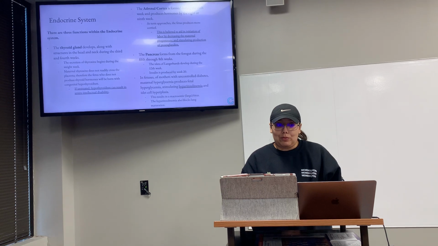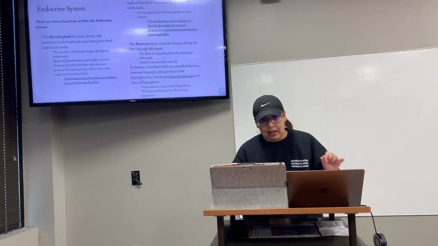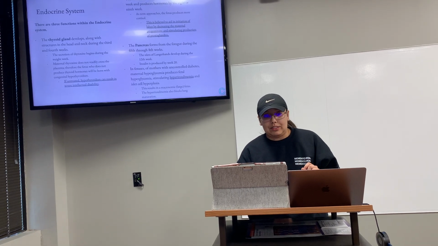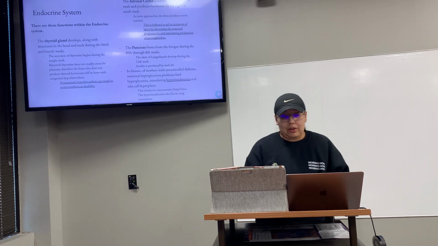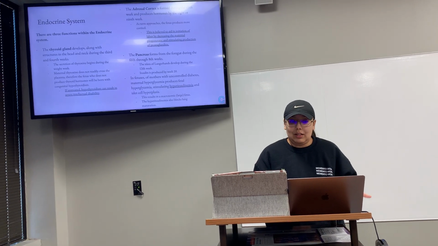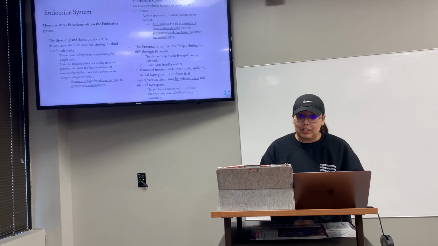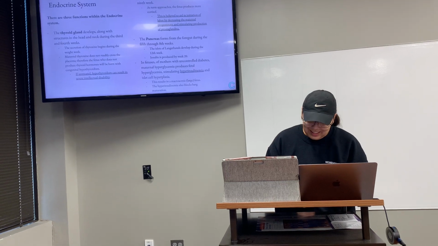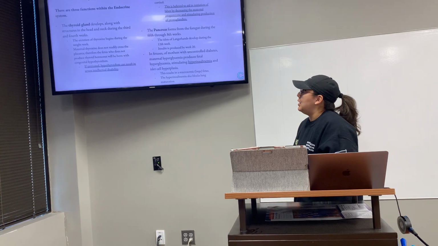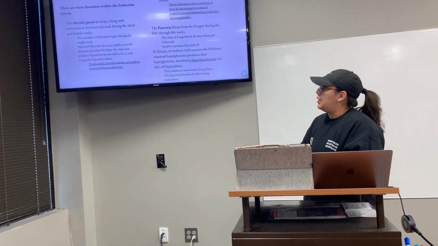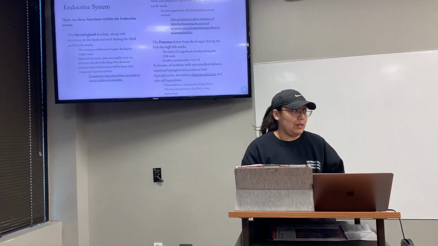Then the pancreas forms from the foregut during the 5th through 8th weeks. The islets of Langerhans develop during the 12th week, and insulin is produced by week 20. In fetuses, as we all know, if mothers have uncontrolled diabetes, maternal hyperglycemia produces fetal hyperglycemia, which stimulates hyperinsulinemia and islet cell hyperplasia, which again results in a macrosomic, large fetus. And the hyperinsulinemia also blocks lung maturation, which can lead to respiratory distress.